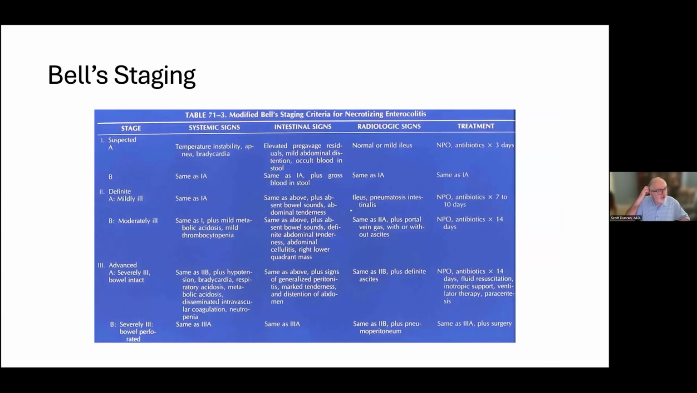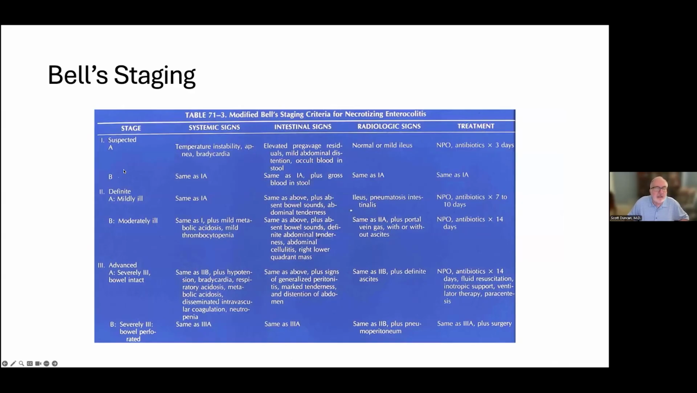This is another older slide, and this is how we stage NEC. We stage it from 1 through 3, and then we subcategorize it into A, B. You can see that there's a variety of different intestinal signs, systemic signs, and radiologic signs associated with it.